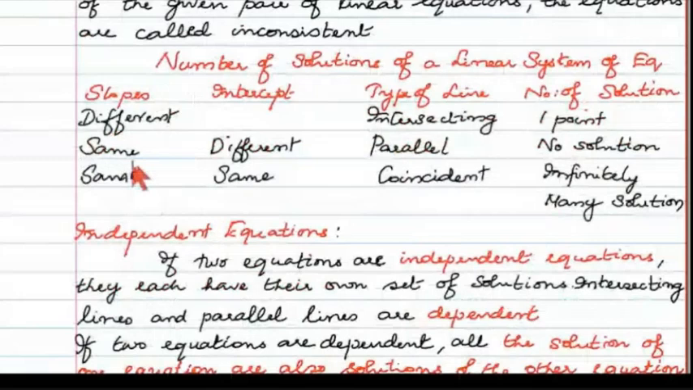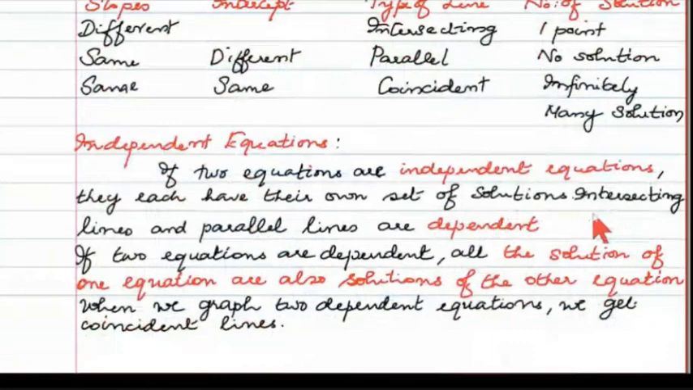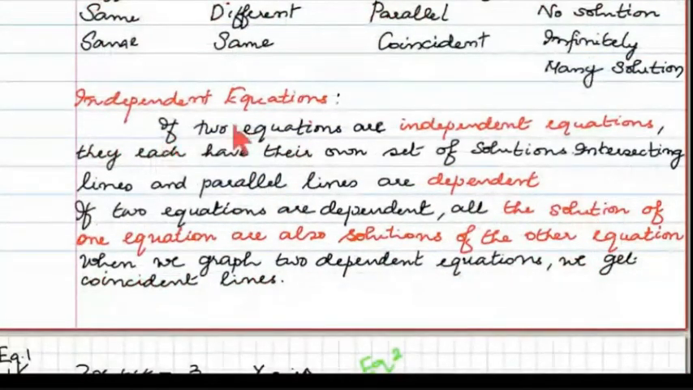So some points regarding this graphical solution. If the slopes are different, then the type of line will be intersecting and we will get one solution. If the slopes are the same and the intercept is different, then the type of line will be parallel and there will be no solution. If the slope and intercept are also the same, then the type of line is coincident and we will get infinitely many solutions. So another definition is independent equations.